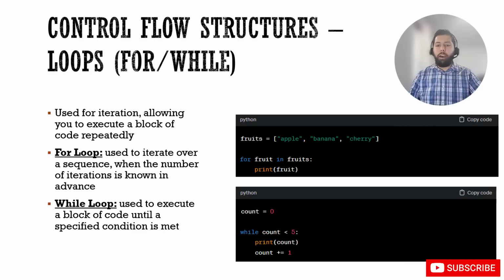So count less than 5, the first time it runs, you're going to print 0. And then the second time, it's going to be 0 plus 1. So then it's still going to be 1. Is 1 less than 5? Yes. So then it prints 1.